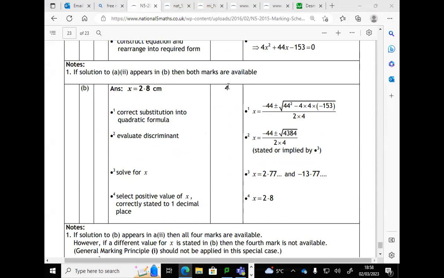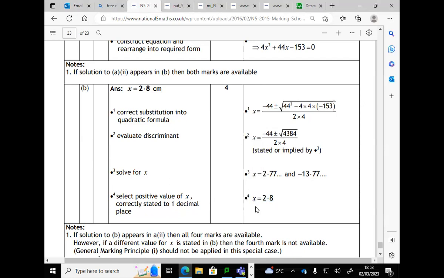Okay, let's have a look at what the marks are for. So you get 4 marks in total. You get 1 mark for putting it into the quadratic formula. You get 1 mark, there you go, for just working out that 4384. So that bit we did separately, you get 1 mark for. You get 1 mark for solving the 2 answers, and then you get 1 mark for selecting the correct answer. So that last thing I put, the width is 2.8, you get a mark for that.